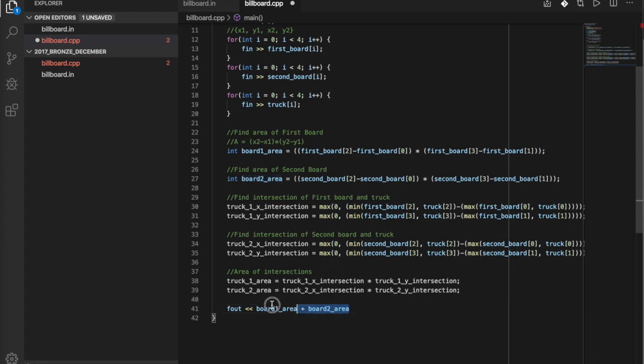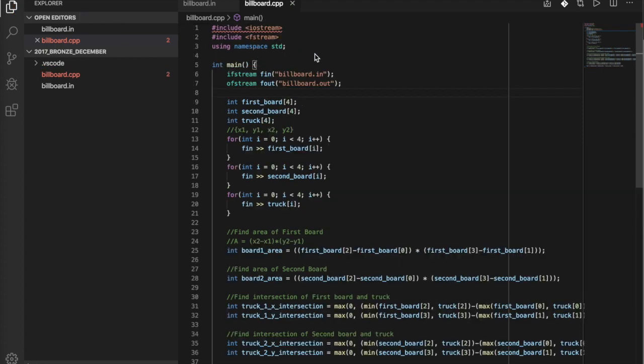And this means that there is no intersection, but we want to see what happens if the truck is blocking it. So now we say minus the intersection area. So now we just say truck 1 area, and then again minus truck 2 area, because you want to minus the area that is being overlapped. And I just do endl.